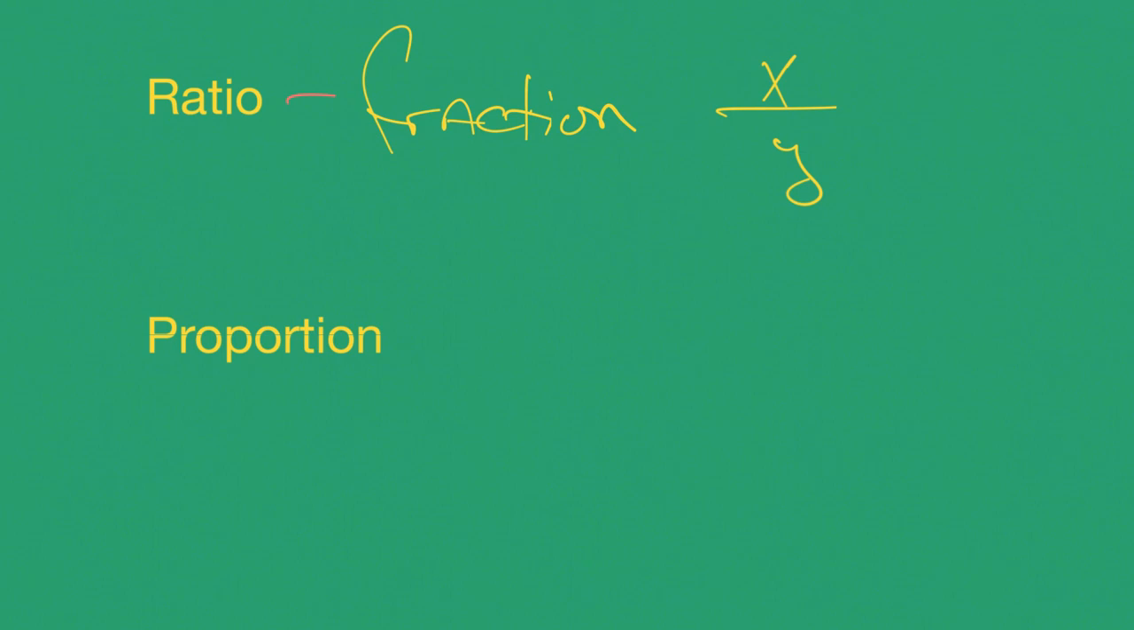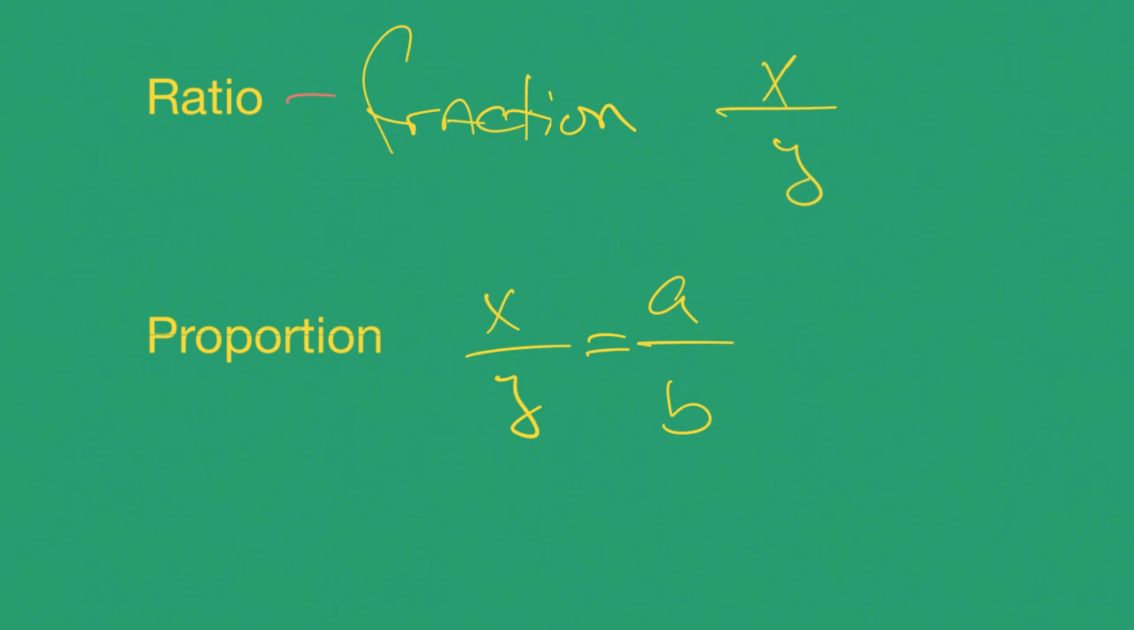The next word, a proportion. A proportion is basically setting two ratios equal to each other. Taking one ratio and setting it equal to another ratio. So taking one fraction, setting it equal to another fraction. X over Y is equal to A over B. Okay, I could have used whatever letter I wanted to, but that's basically what a proportion is. Setting one fraction equal to another fraction.